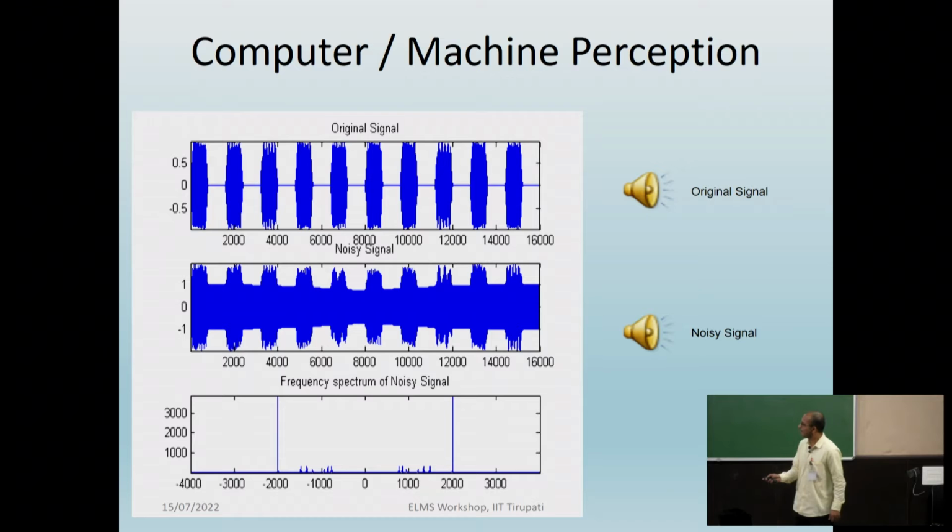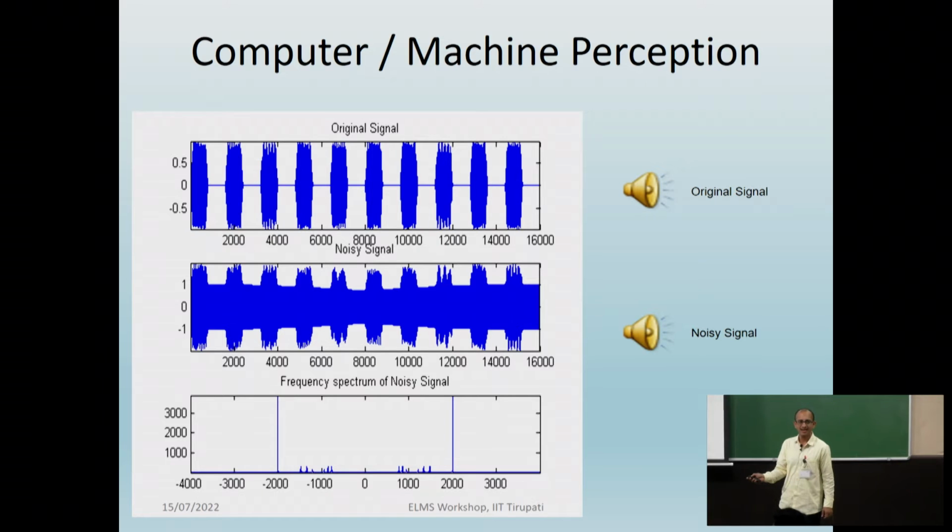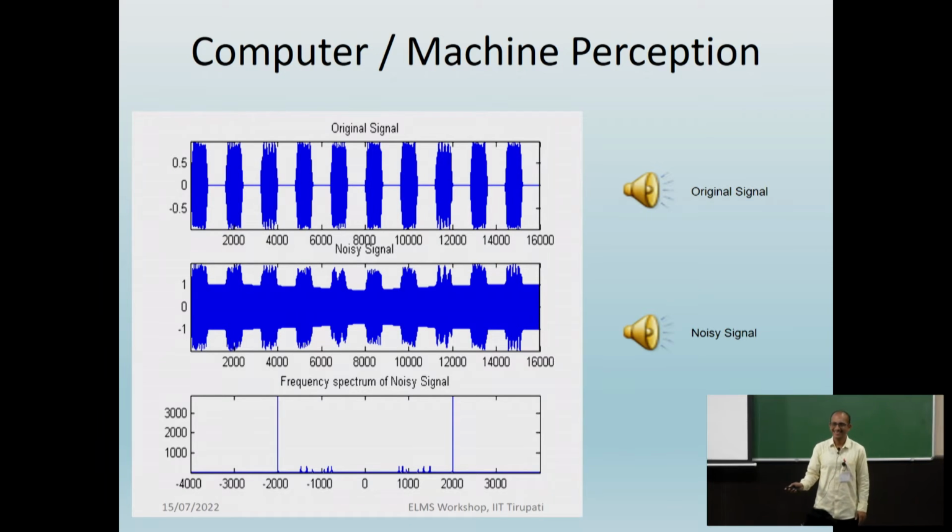So what kind of noise do you think has been added here? This is the first signal and this is the second signal. What do you think is the kind of noise that is added here? Any guess? A wild guess is fine. With a guess I would expect some answer.